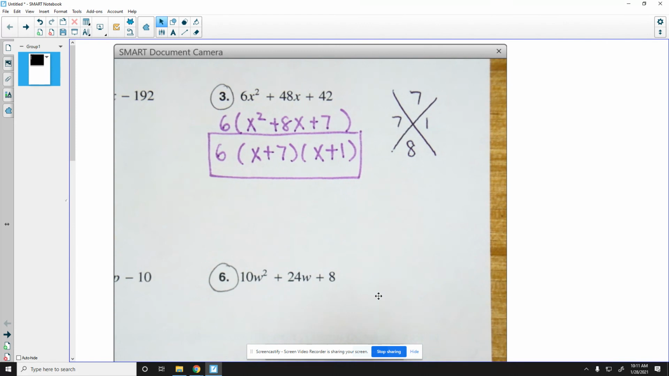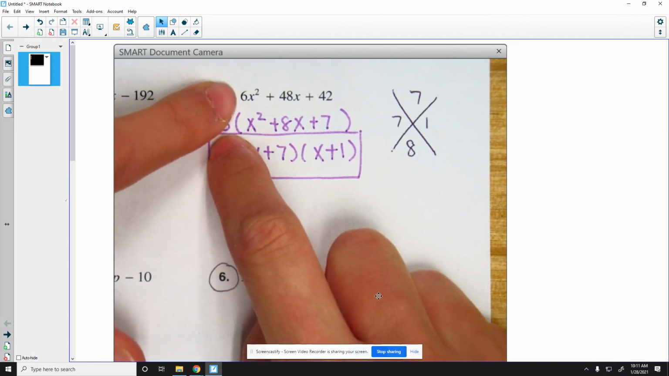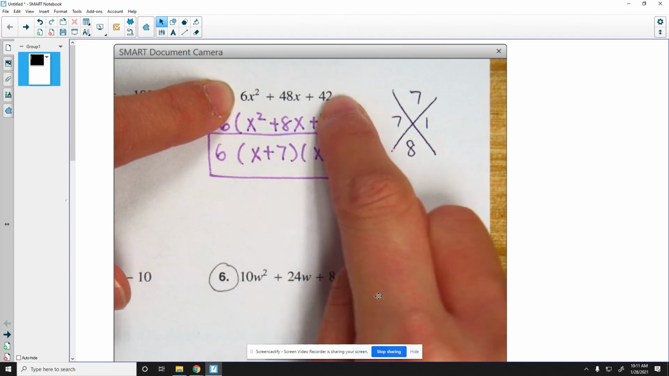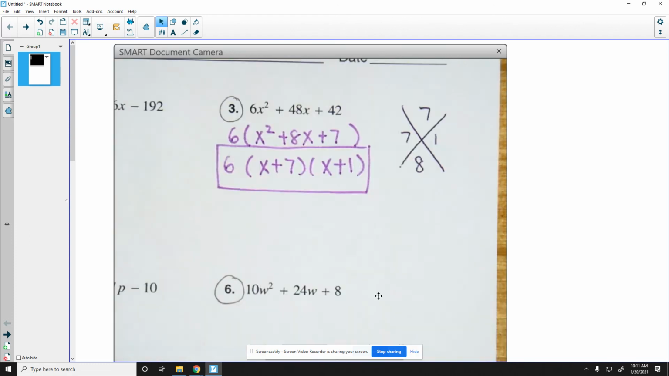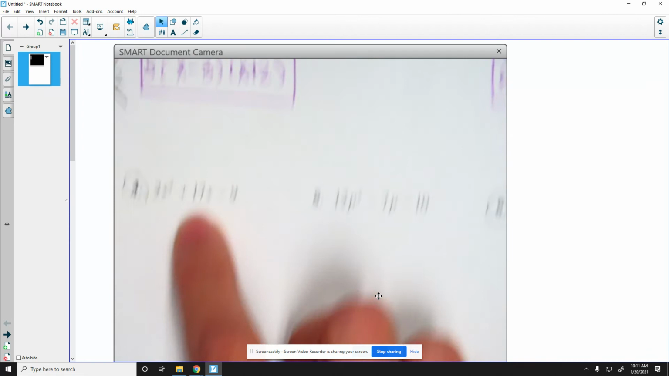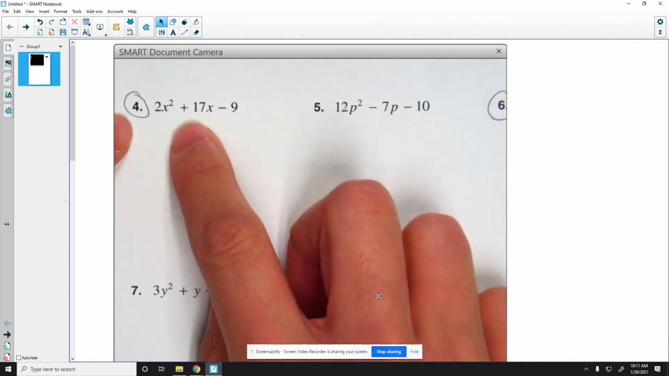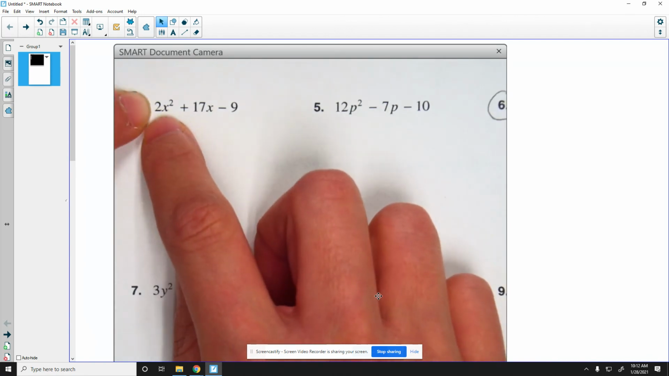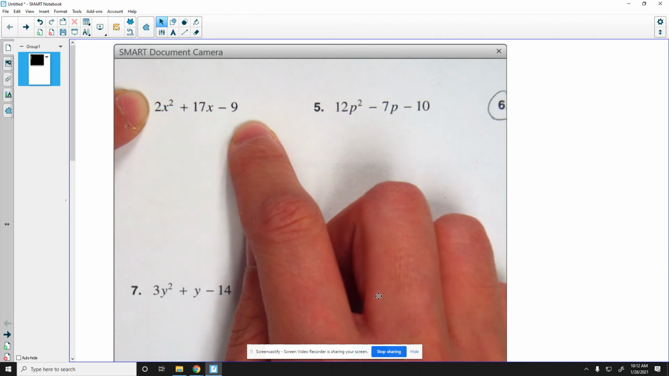Any questions so far? Yes. For GCF, do you only do GCF if you can get a GCF out of every single number? Yes. So Owen is asking if I pull out a 6, does that mean I can pull it out from every single term? And the answer is yes. So for example, let's look at number 4. The next one we're going to do together is number 4. Let's pull out a GCF. That's always the first thing I do. 2, 17, and 9. Can I take out anything?